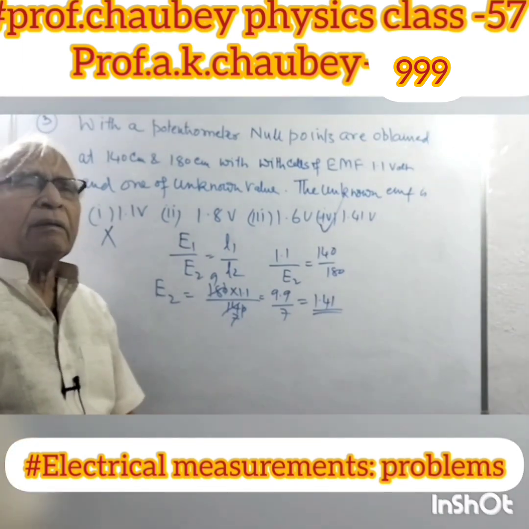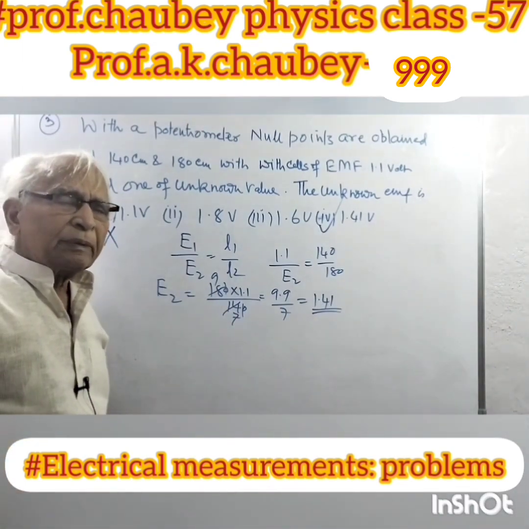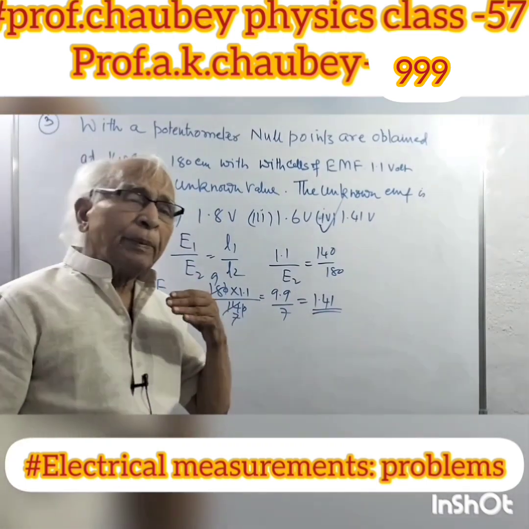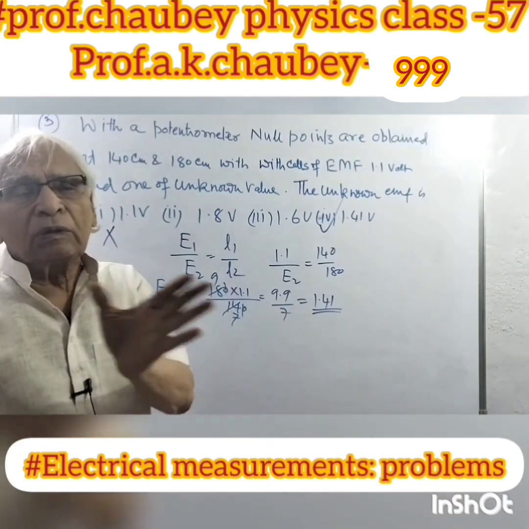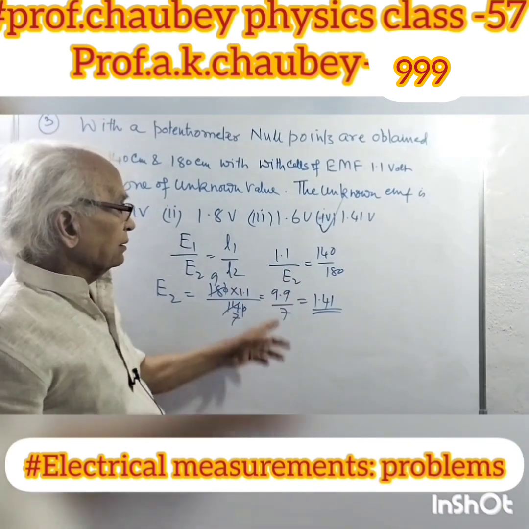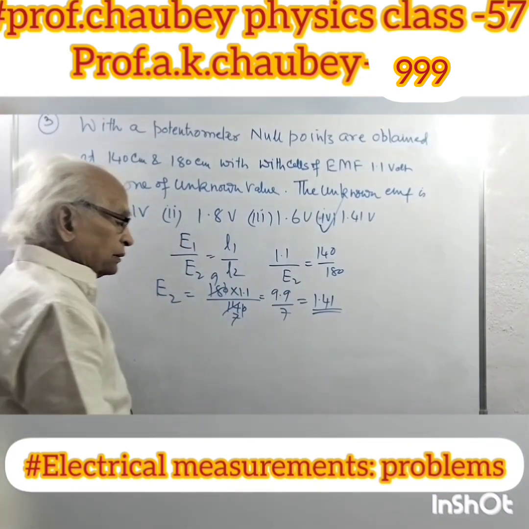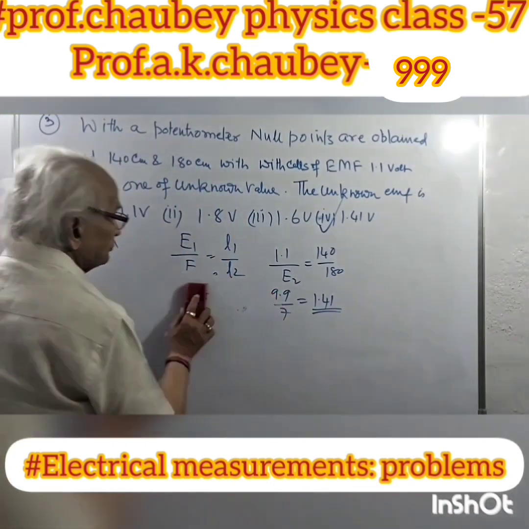So we simply used the principle of potentiometer. What is the potentiometer principle? You generate a potential gradient and then compare the potentials on the wire length. So the length of the wire to the null point is proportional to the voltage of the cell. That way we get E1 upon E2 is L1 upon L2.